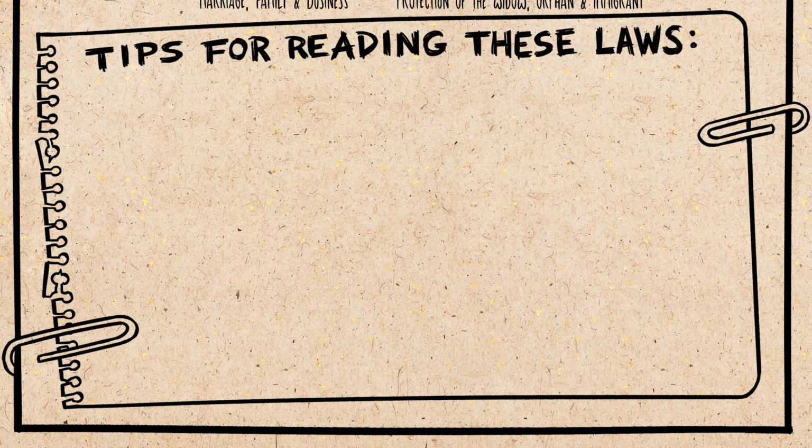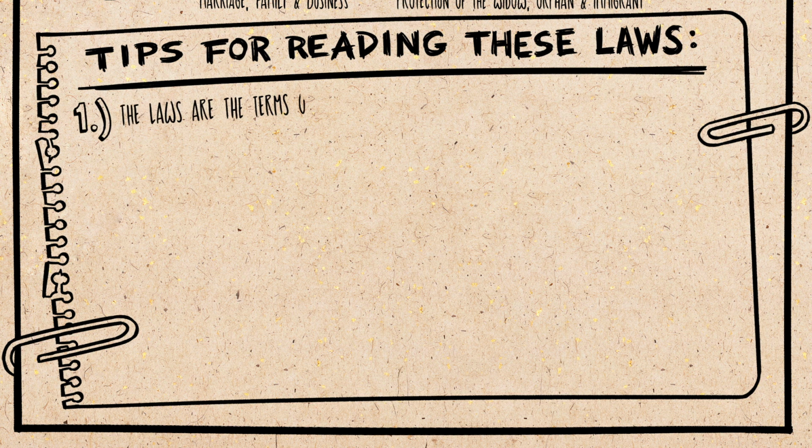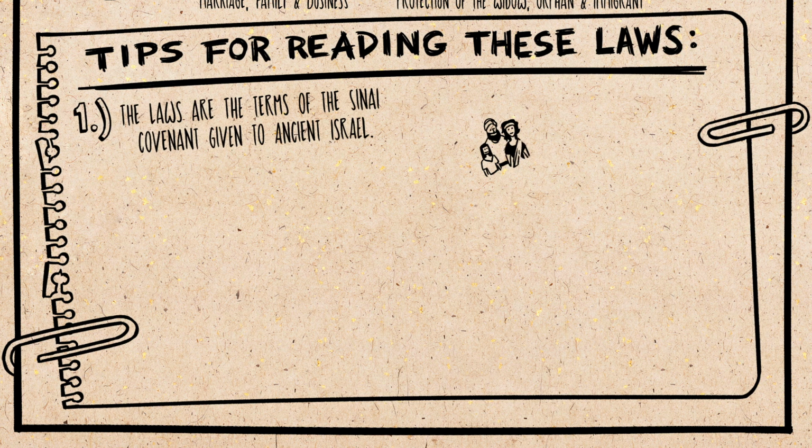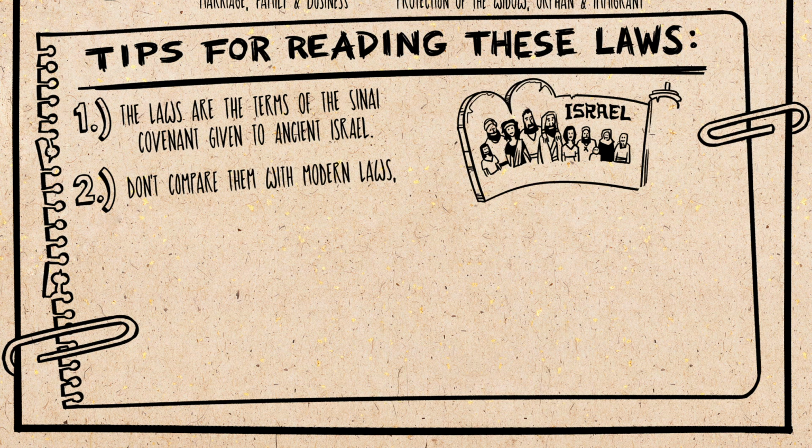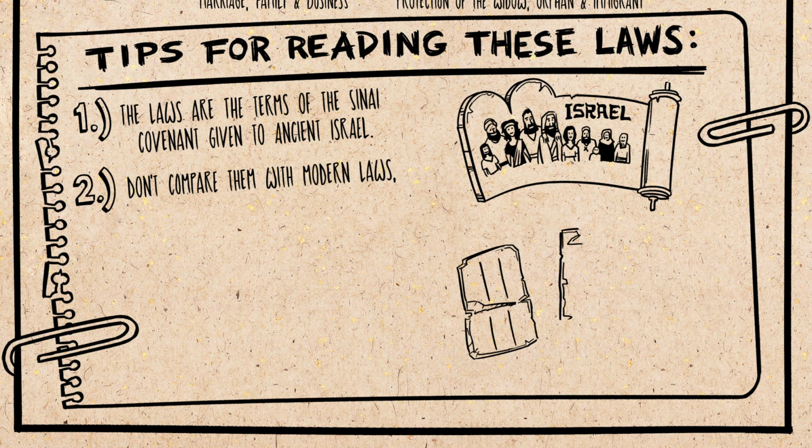Now, here's some tips for reading all of these laws. Remember, first of all, these are the terms of the Sinai covenant given specifically to ancient Israel, living in a culture that's very different from yours. And so, two, it's not going to be helpful to compare these laws with modern laws from a very different culture. Rather, these were given to set Israel apart.